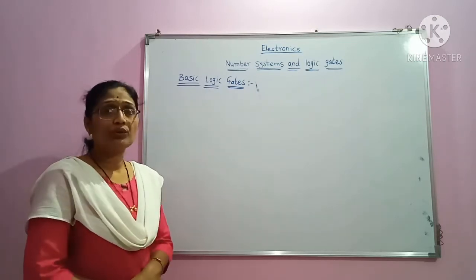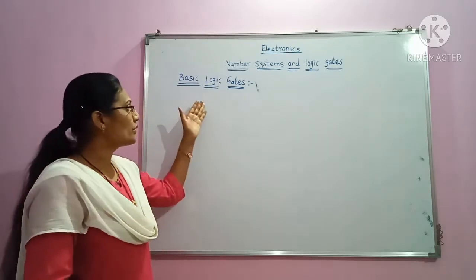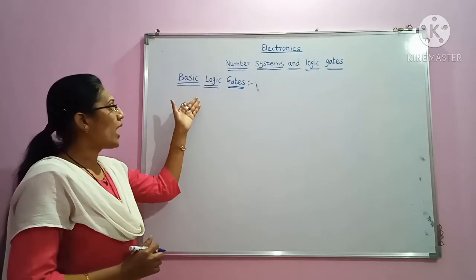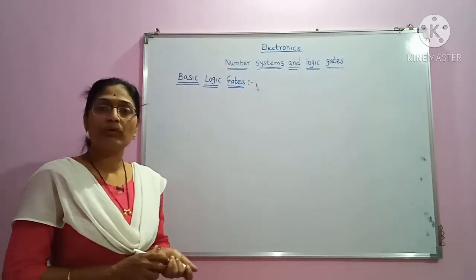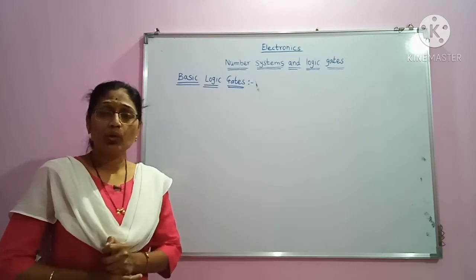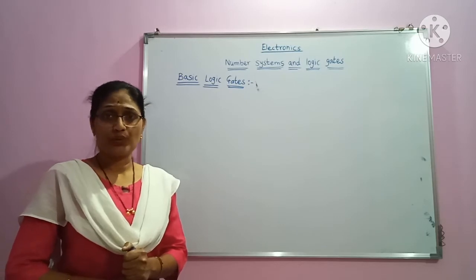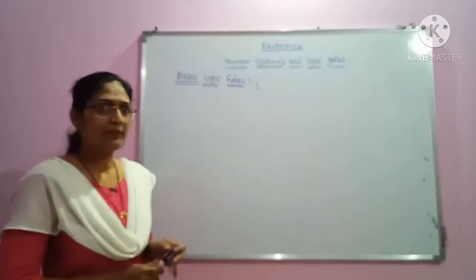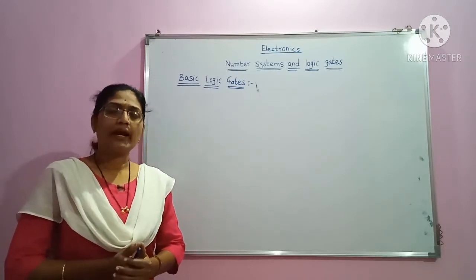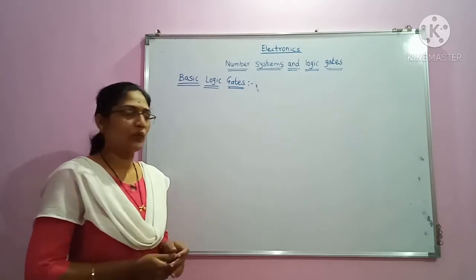So what is the positive logic system? In the positive logic system, the higher value of the input voltage is represented by the logic 1 state, and the low value of the input voltage is represented by the 0 state. So high voltage is represented by logic 1 state, and low level is represented by logic 0 state.